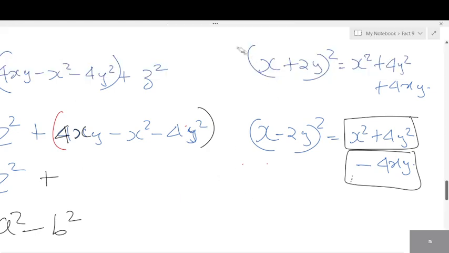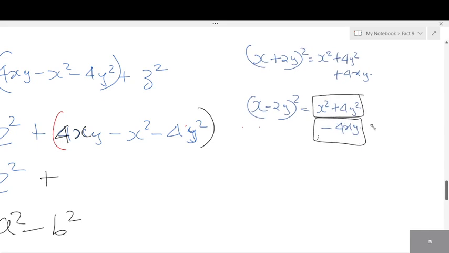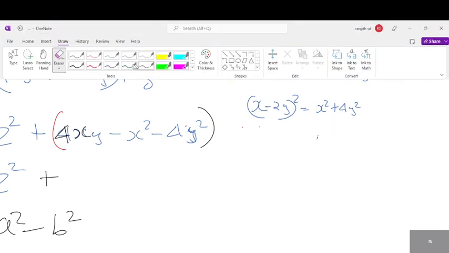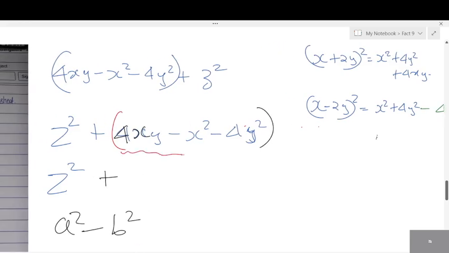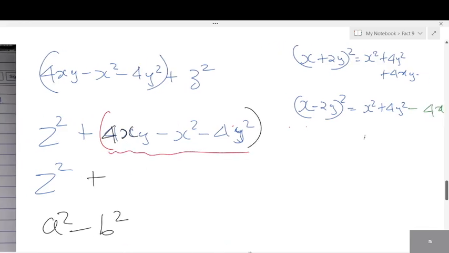Just take here. Minus 4xy. Fine. These two, students. Now look at the bracket, compare the values. In this bracket, what do we have? Do we have plus 4xy or minus 4xy?